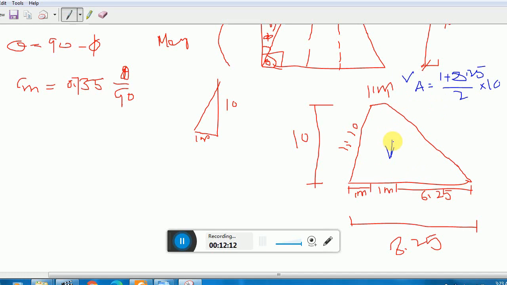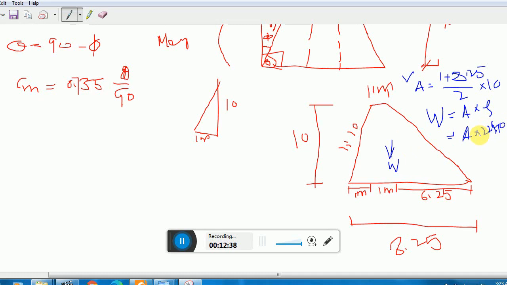Now you need the weight of this body. So weight will be nothing, this is just area times density. Density of this body, it will give you the weight. So once you got your area, you need to use the density of this dam, and that is 2240 kg per cubic meter. Remember, masonry.